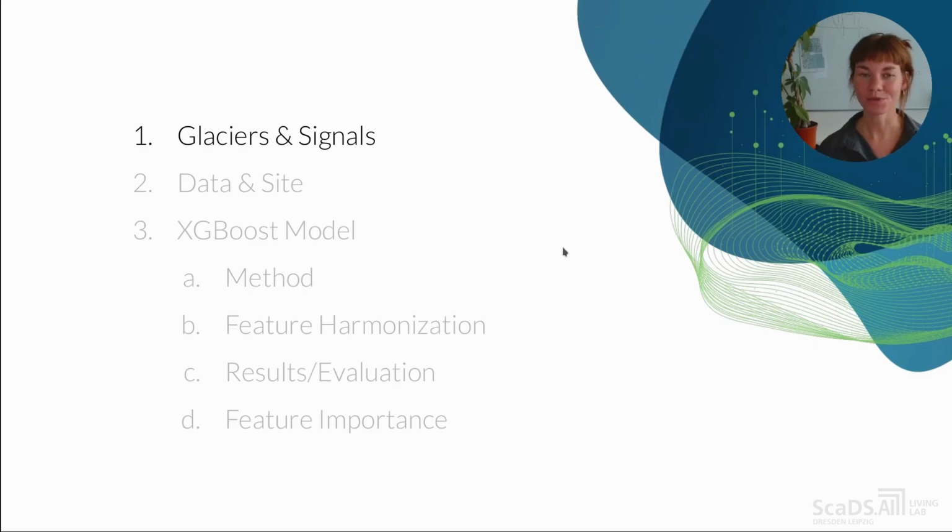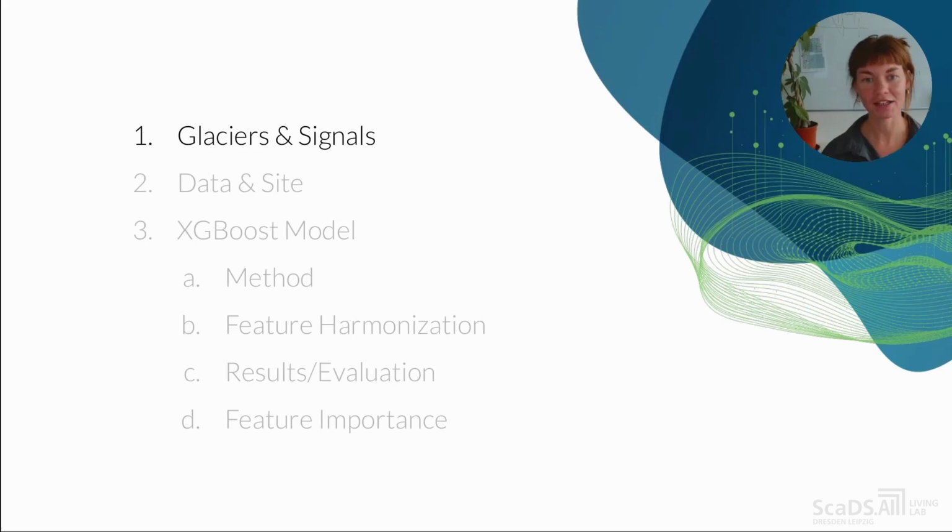Then introduce the site, so the study area and the data that we are using to you. As a teaser, we will be on Glacier Argentière today in the French Alps. And finally, the third part will be on the machine learning. We are using an XGBoost model here.